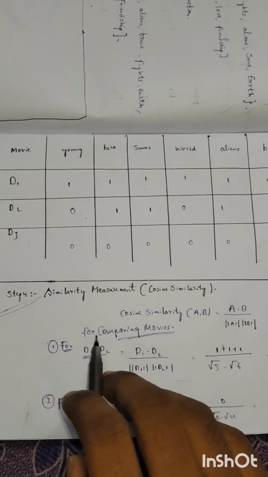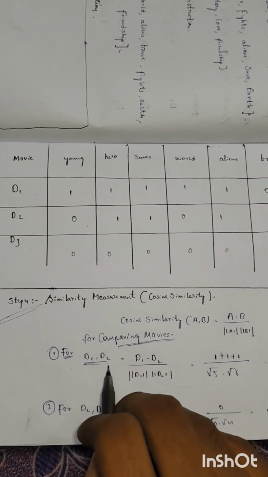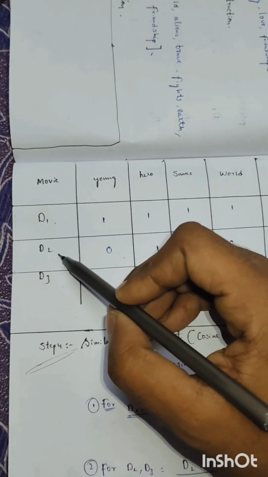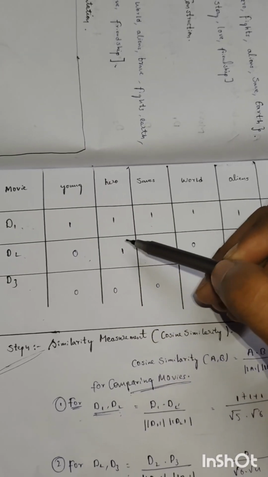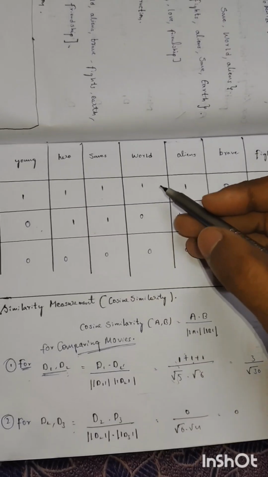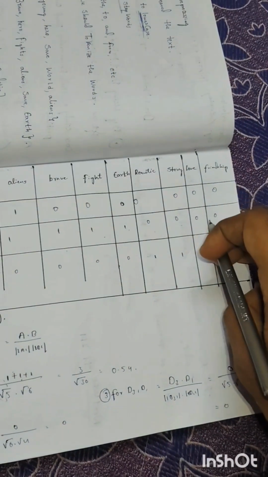Cosine similarity for A and B is A dot B divided by mod A into mod B. First, we compare the movies D1 and D2 using the formula. D1 and D2 means the dot product of D1 and D2: 1 into 0, 1 into 1, we got 1. So we add 1 into 1 again, so 1 plus 1. 1 into 0, 1 into 1, so 1. 1 into 0, 0. Again 1 into 1. 1 into 0 equals 0. We got 3 numbers, so we add these 3 numbers.